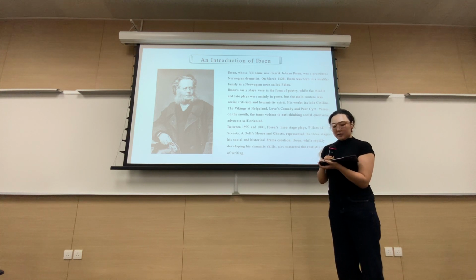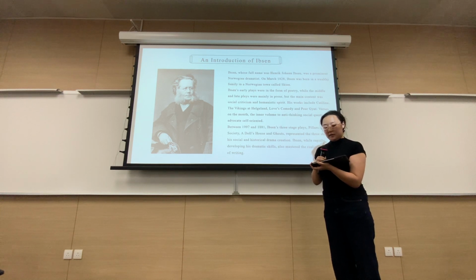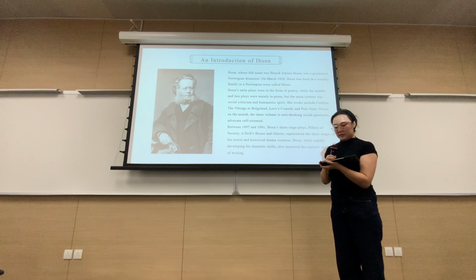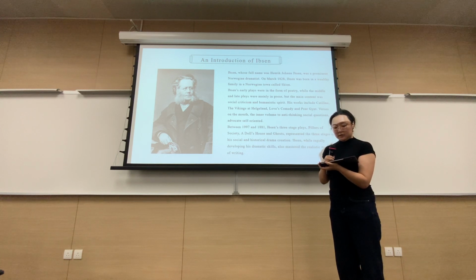1850 was an important turning point for Ibsen. He accumulated experience for his drama creation and accumulated an audience for his plays. Ibsen's early plays were in the form of poetry, while the middle and the late plays were mainly in prose, but the main content was social criticism and humanistic spirit. His works include Catiline, The Vikings at Helgeland, Love's Comedy, and Peer Gynt. Verse drama touched on social questions, advocating self-orientation.